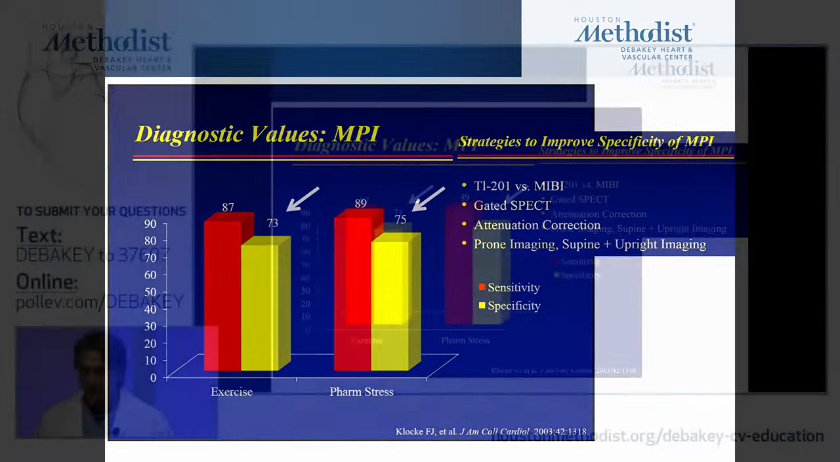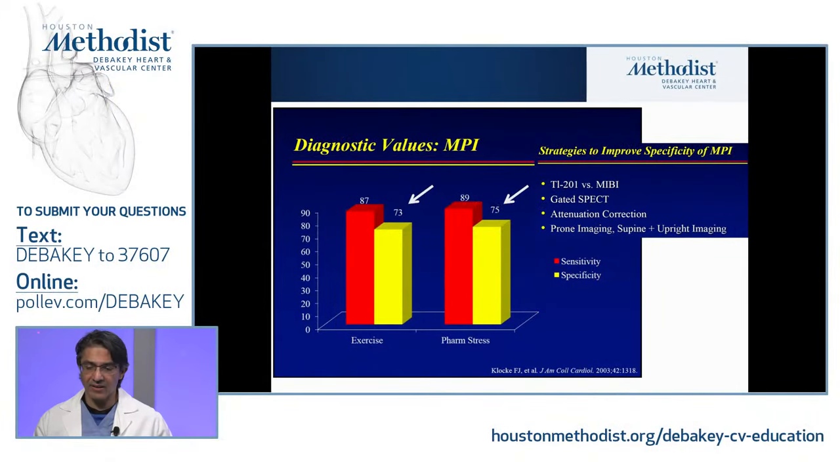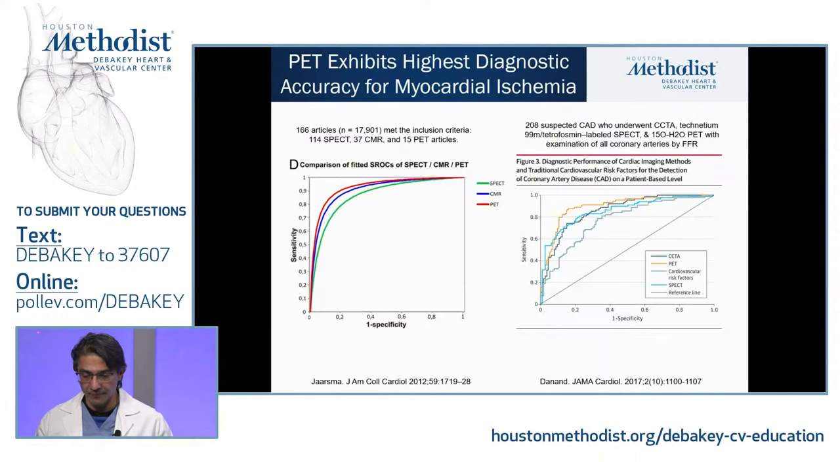A very important point in the talk is the diagnostic accuracy of these tests. If you look at pharmacological and exercise tests with SPECT, this is data from the literature that shows very robust sensitivity for detecting coronary disease greater than 50% by left heart catheterization. Specificity is a little bit lower, but all labs now are employing strategies to improve specificity, including the use of technetium-based agents, gated SPECT, attenuation correction, and performing prone imaging.